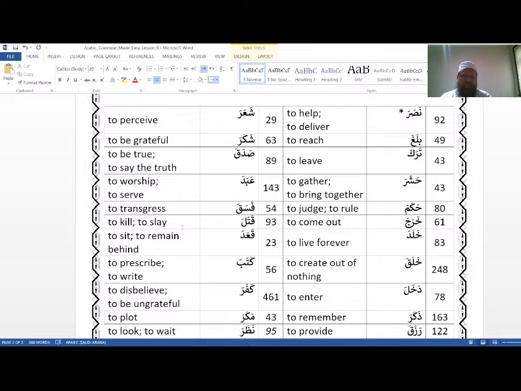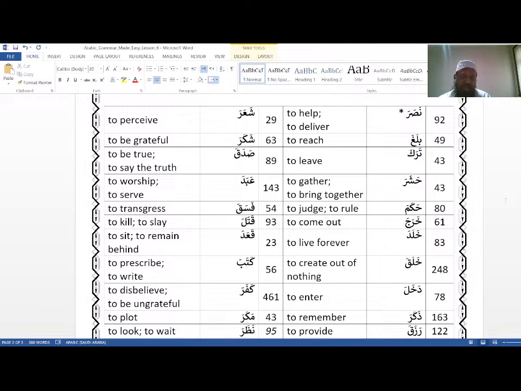You can take any verb, for example abada: abada, abadu, abadat, abadata, abadna. They all mean female worshipped. Abadna. Abadta, you worship. Abadtuma, you both worship. Abadtum.